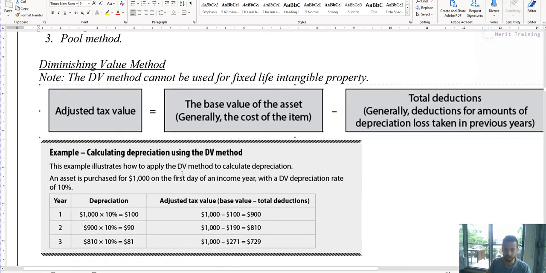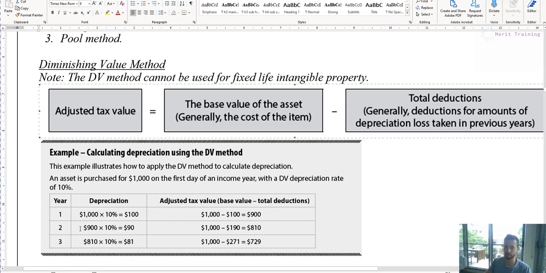So year 1, they've bought an asset for $1,000. That's the cost of it. And the diminishing value depreciation rate is 10%. So how we calculate this is we just times the $1,000 by 10% equals our depreciation of $100. Therefore, our adjusted tax value, which will be basically our opening value for the next year, will be $1,000 less our $100 depreciation equals $900.